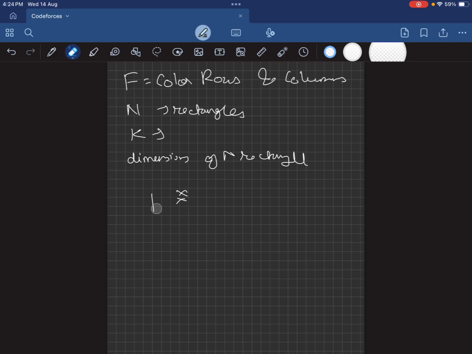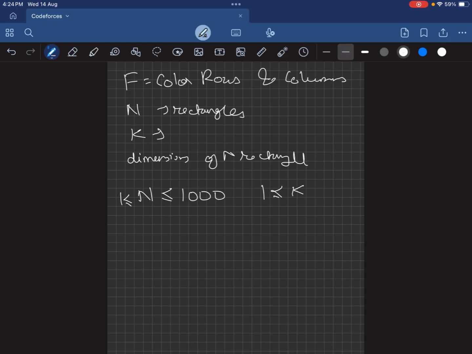Okay. So now let's look into a few important things in this question. We know that n is less than or equal to 1000, n is bounded by 1000. K is bounded by 100, and even the dimensions ai and bi are bounded by 100.